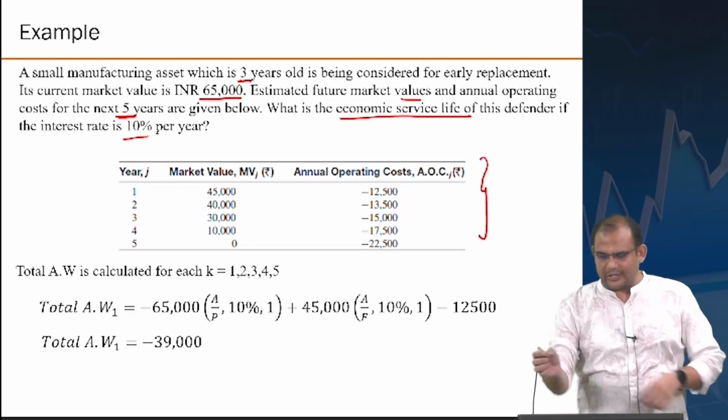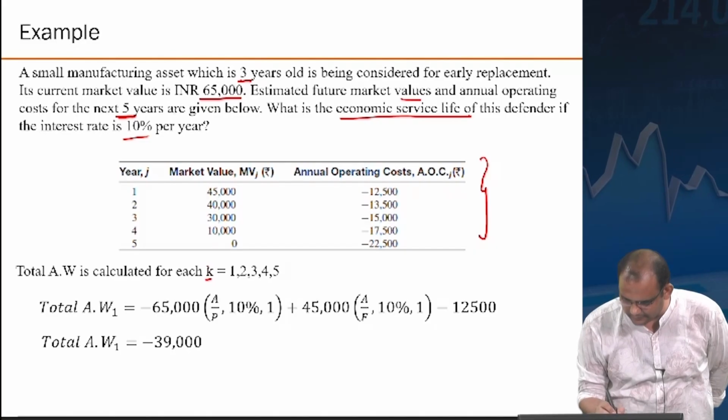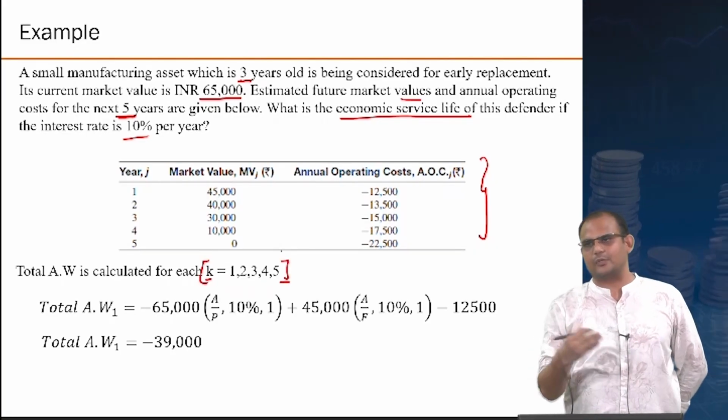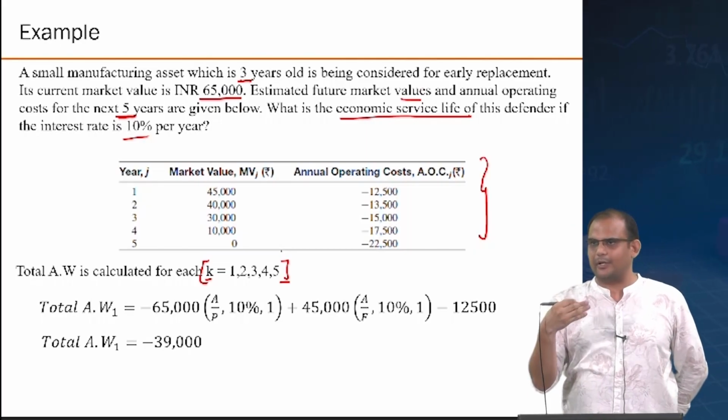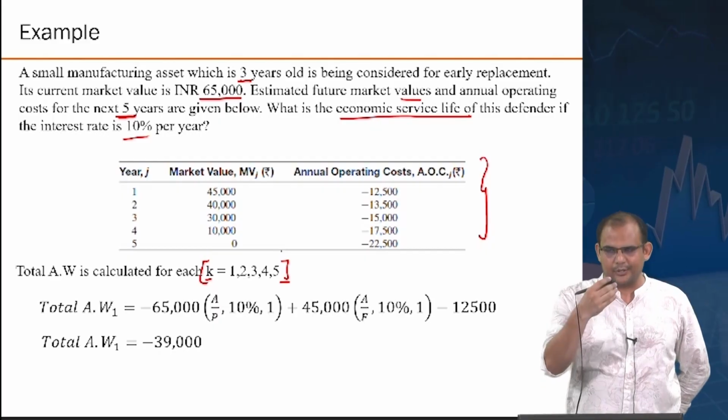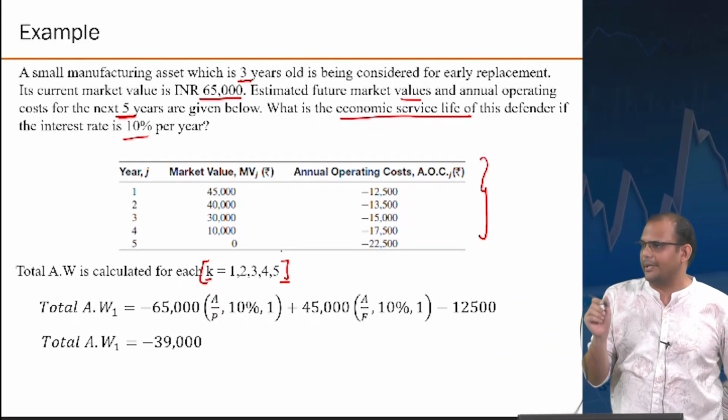So, what you do is, simple formula, we first assume that your economic service life is 1 year, you calculate corresponding to 1 year, you move to 2 years, you calculate corresponding to 2 years, you plot the trend and choose the minimum point.